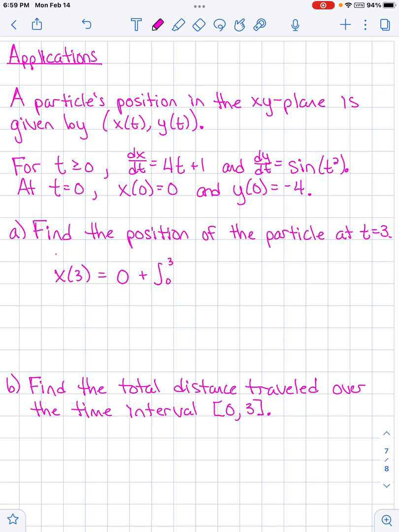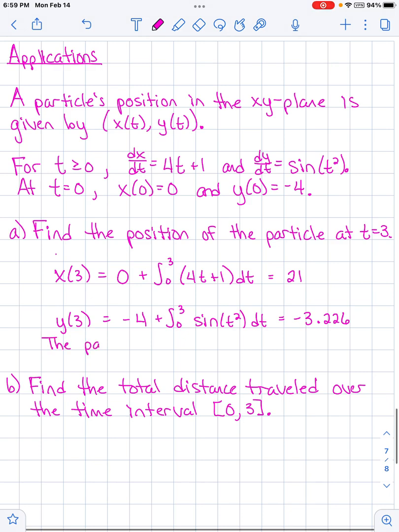Then finding the displacement from 0 to 3. So we're going to find the antiderivative of dx dt from 0 to 3. To find the y value, we know that y started at negative 4 when t was 0. So if we add on the displacement, how much that changed from 0 to 3, that'll give us the final location for the y coordinate. So putting that in your calculator, in the first one we end up with 21, and on the second one we get negative 3.226.